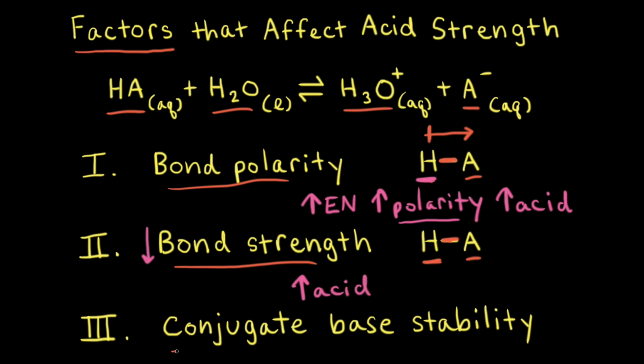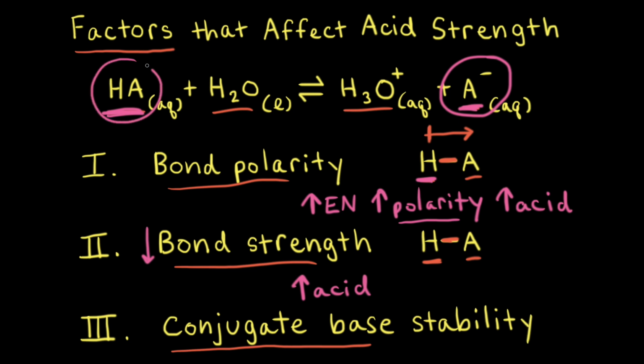The stability of the conjugate base can also affect the strength of the acid. The more stable the conjugate base, the more likely the acid is to donate a proton. So for HA, the conjugate base is A-, and the more stable A- is, the more likely HA will donate a proton in solution. Therefore, in general, the more stable the conjugate base, the stronger the acid.